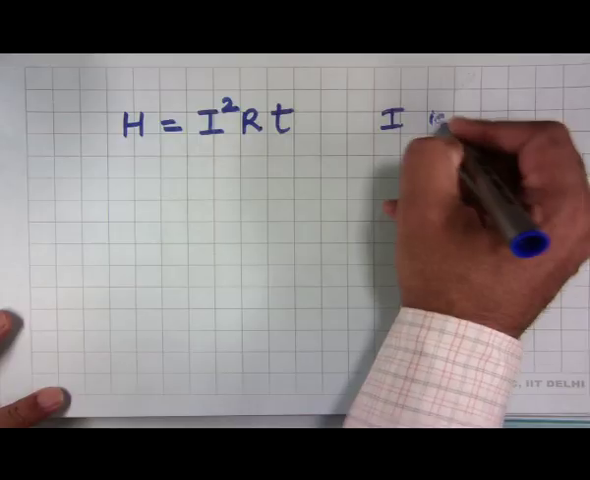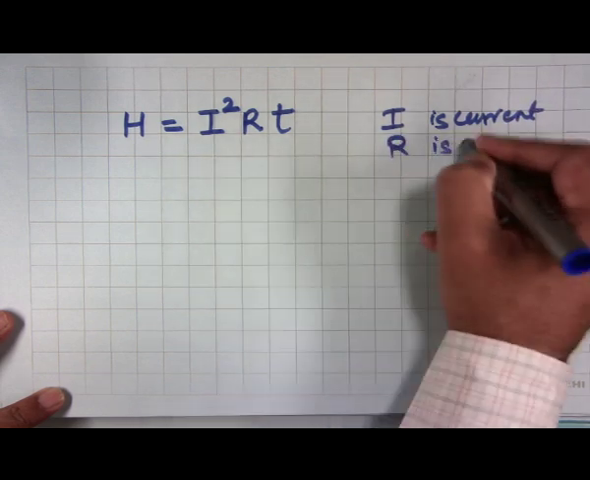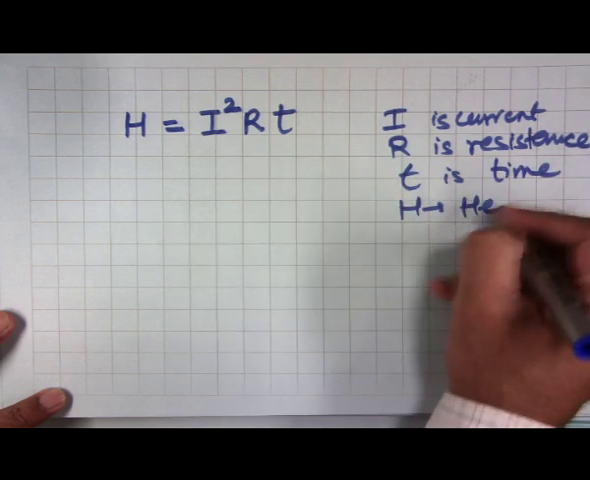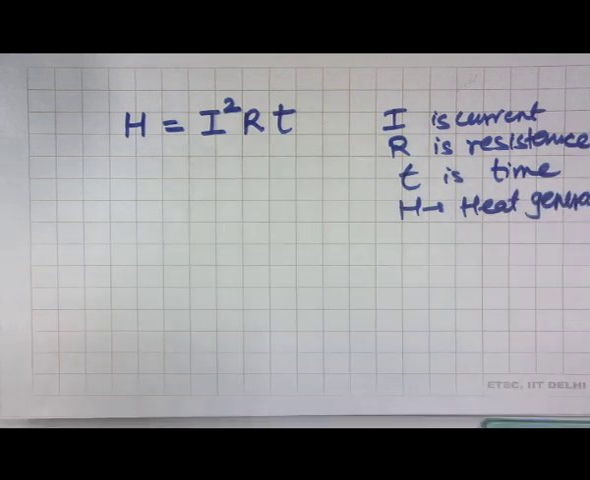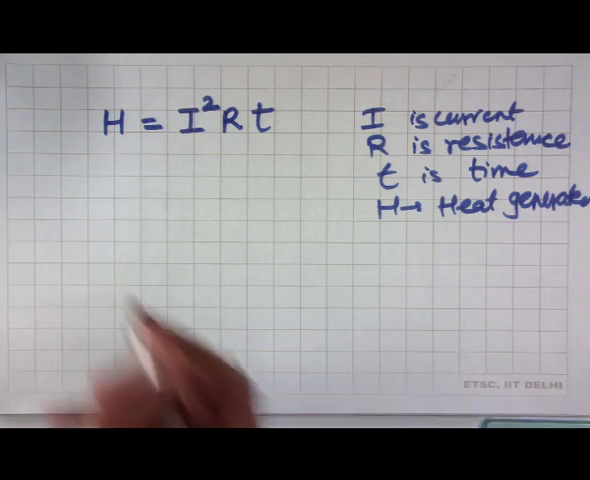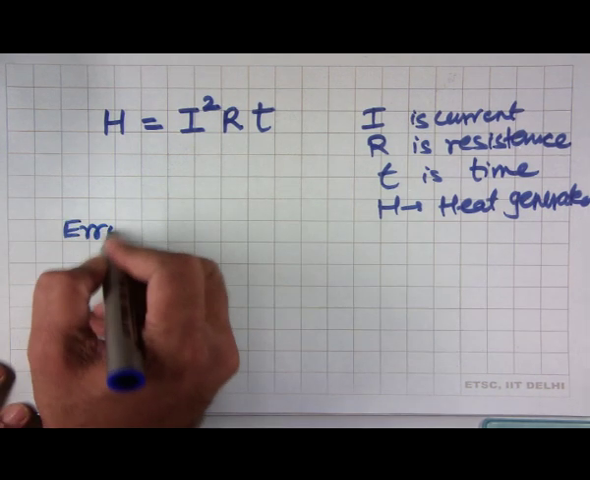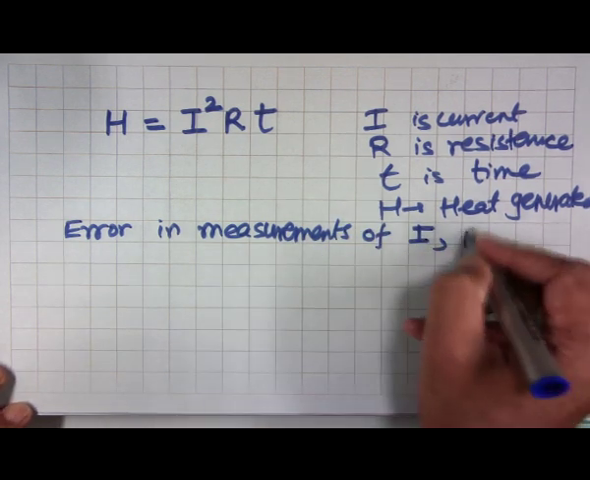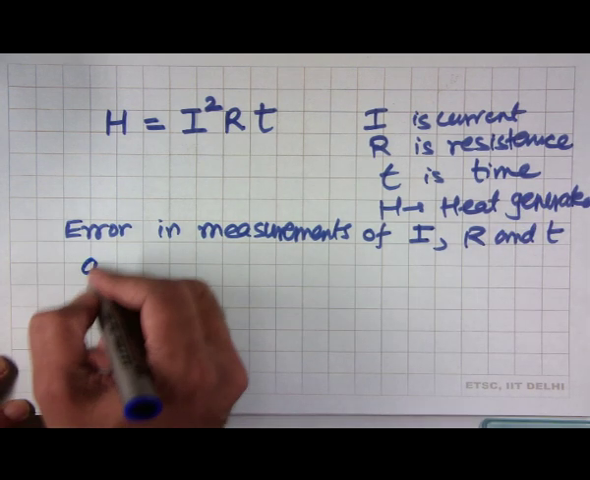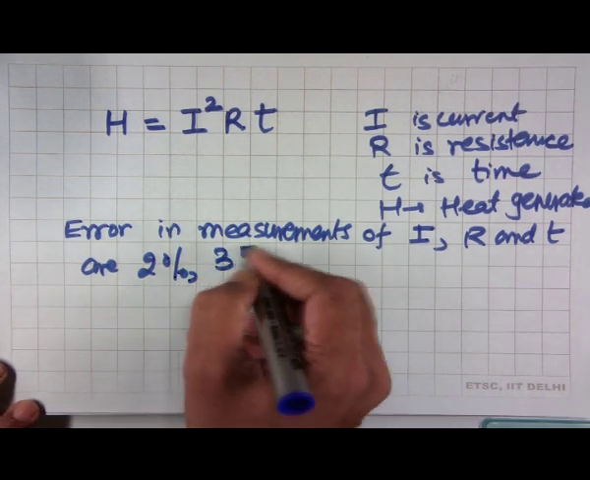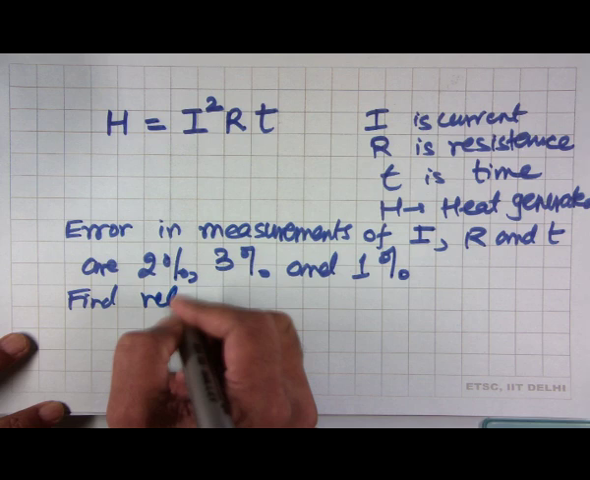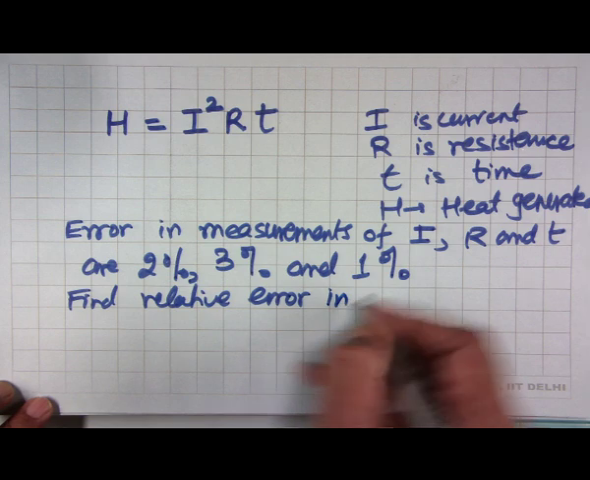So, here I is the current, R is the resistance, T is the time, and H is the heat generated. Now, if we want to find the error, it is given to us that the errors in measurement of I, R and T are 2%, 3% and 1%. Relative errors in measurement of I, R and T are given to us, and we want to find the relative error in the measurement of the heat generated.